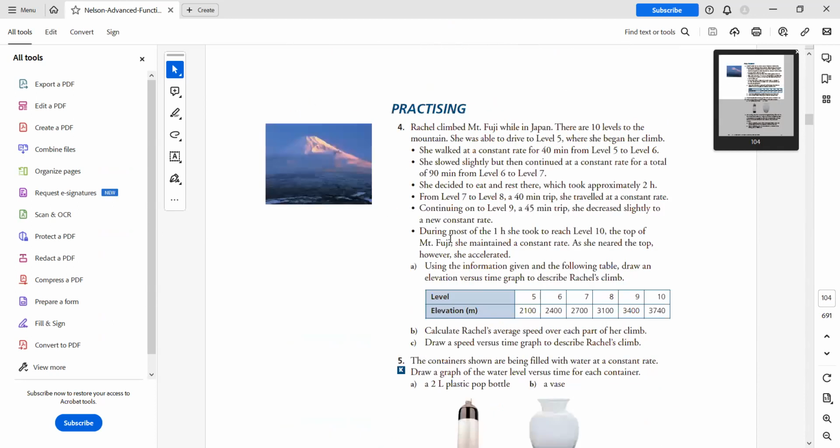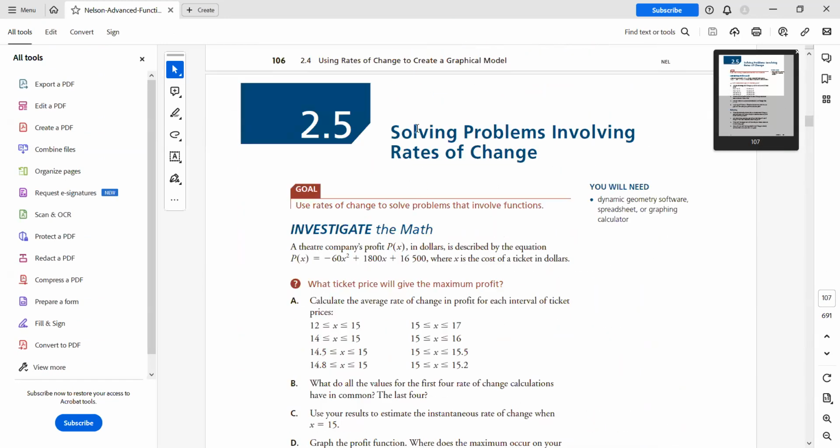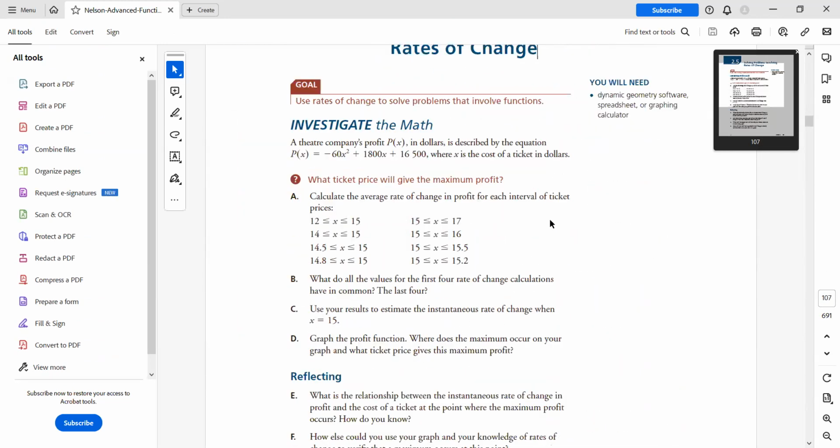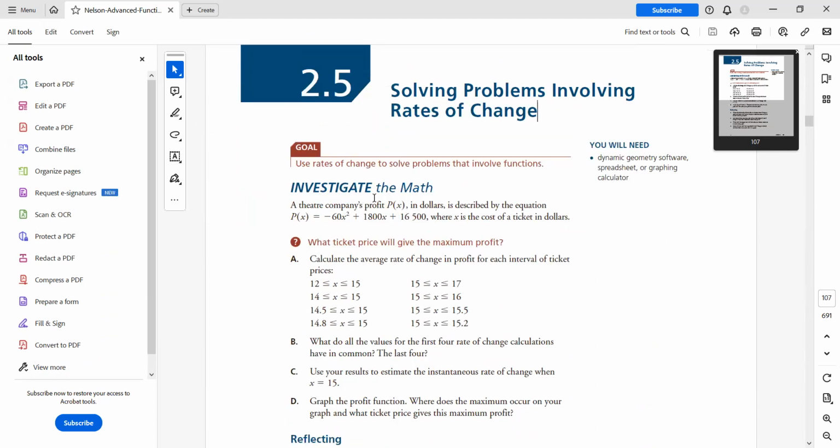Okay? So what we're going to do today is jump into solving problems involving rates of change, because this is really important for our next chapter, which is polynomial functions. In polynomial functions, using your rate of change techniques will be really useful in order to evaluate properties of polynomial functions. Please take a moment to look at what you're seeing on the screen.